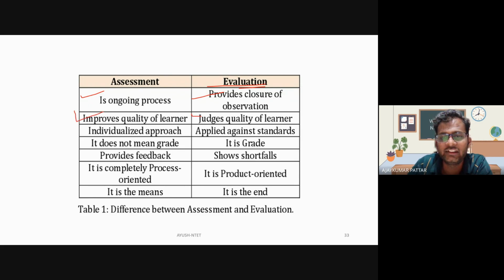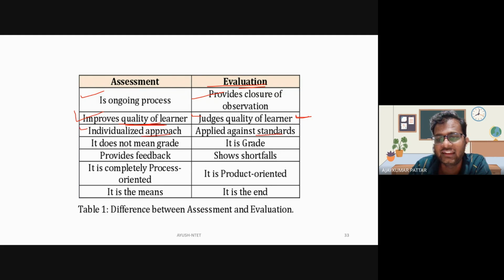It judges the quality of learner. It will help in improving the quality of the learner. अगर उसका assessment ठीक नहीं है, then he has to improve. But here in judgment, we judge whether the learner is good or bad, or we have already passed the judgment. Then individualized approach. Assessment में individually approach ज़्यादा होता है.